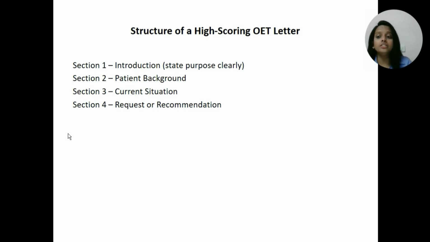And section 4, request or recommendation. In this section, you have to explain clearly what you want the reader to do. For example, to monitor the wound healing, or to continue physiotherapy, or to assess medication compliance. These are just some examples I'm giving you. So in the fourth section, you can either request what needs to be done or you can recommend.